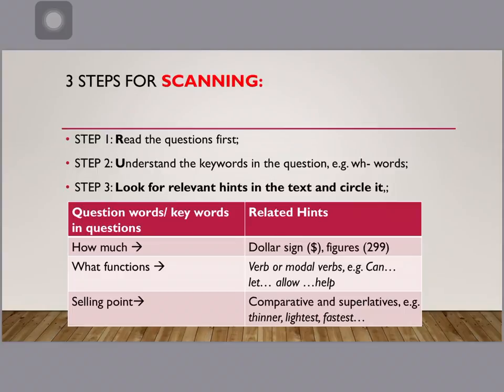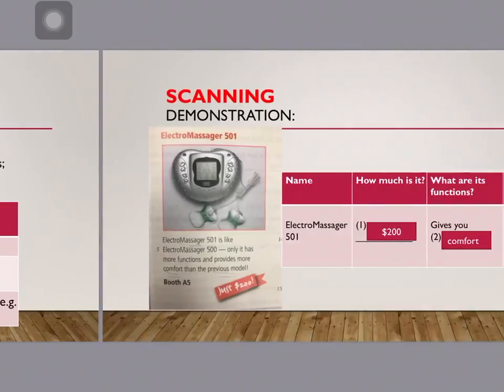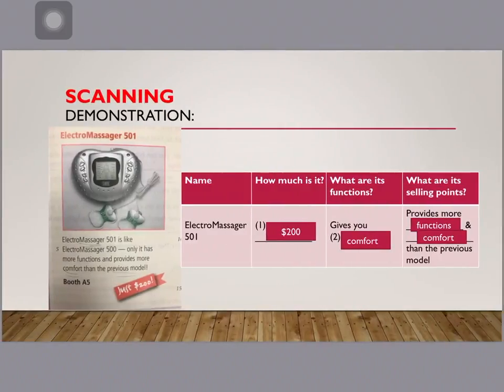Another very common one: if the question is asking what are the selling points, selling point usually means something that is better, very good, or the best. So there will be comparative or superlative adjectives, for example thinner, lightest, or the fastest. Words like this let you know that that will be the answer. So let's try to scan this very short, very brief leaflet about an electromassager.